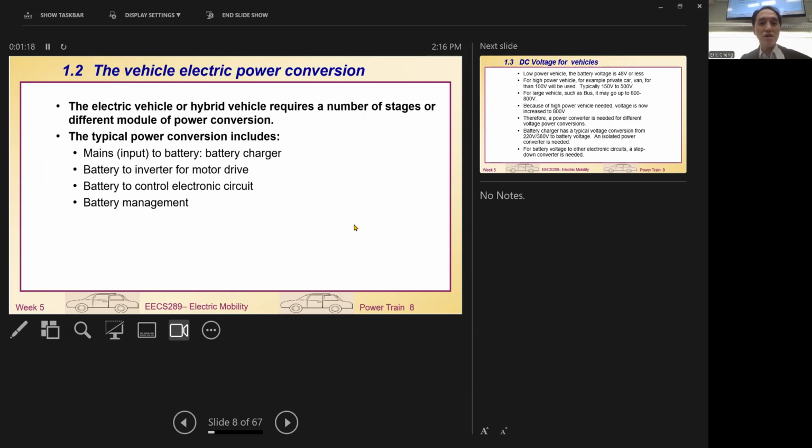Then next is about the power conversion. Because we have different kinds of voltage, power level and energy storage, we do need to control how to move power from one stage to another stage. For EV, you can see here we have many different kinds of power conversion stages.